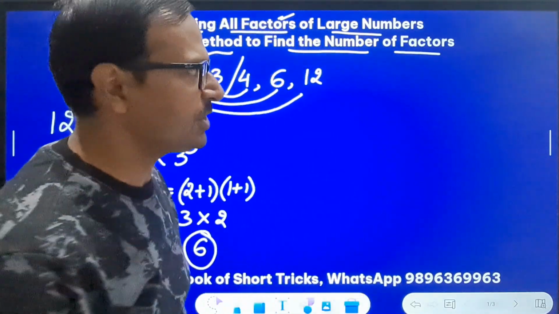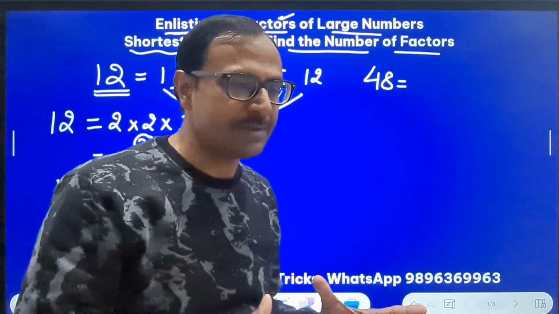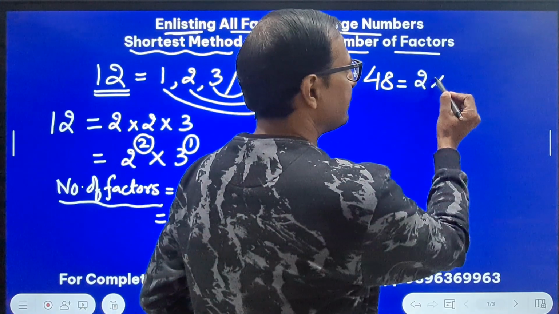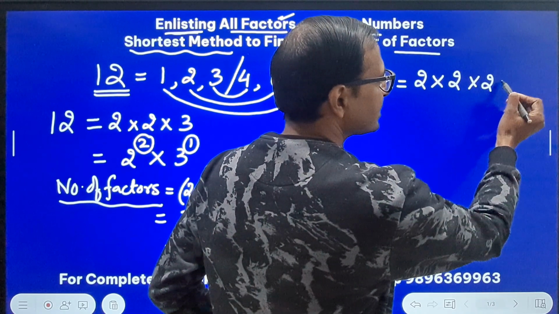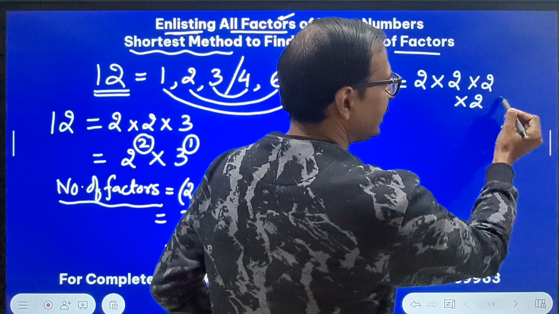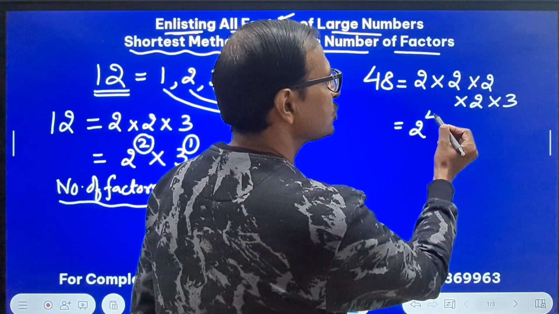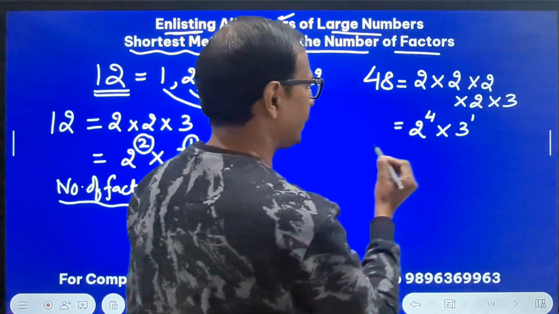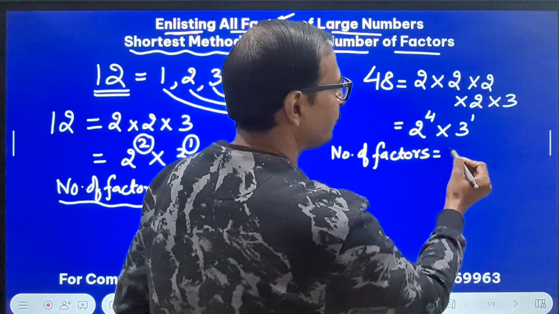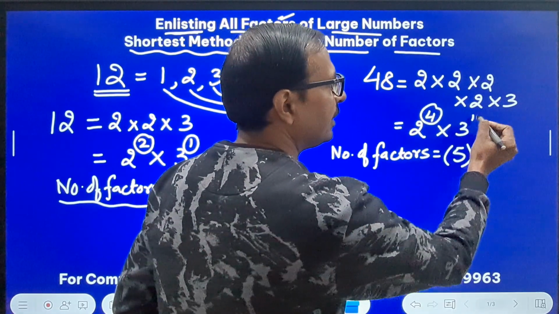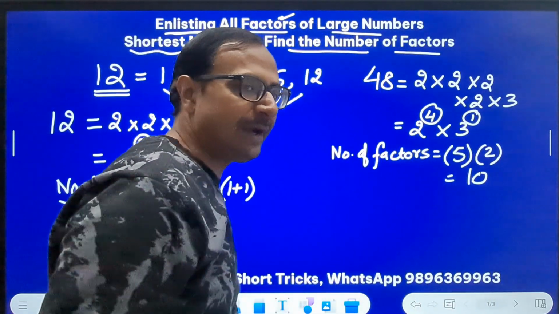So for the next example, I am taking the example of say 48. Now first thing is make prime factors. 48 is divisible by 2, so 2 times 24. 24 is divisible by 2, gives me 12. Another 2 gives me 6, and another 2 gives me 3, right? So these are the prime factors. Convert it into exponential form, 2 raised to power 4 and 3 raised to power 1. So the number of factors of this number 48 will be, take the exponent, increase it by 1, take the exponent, increase it by 1, and you have 10 factors of 48.